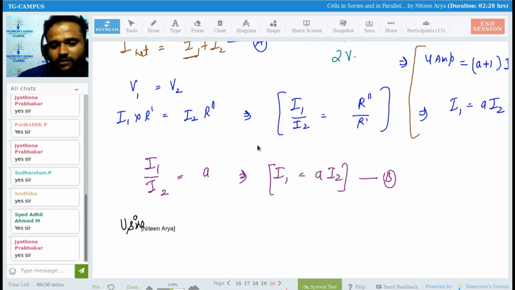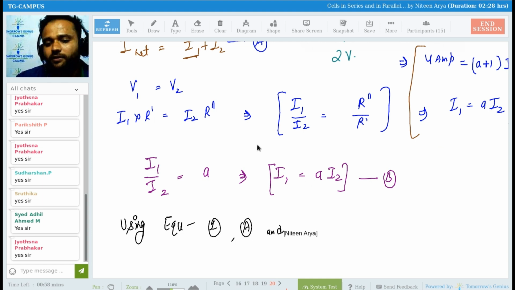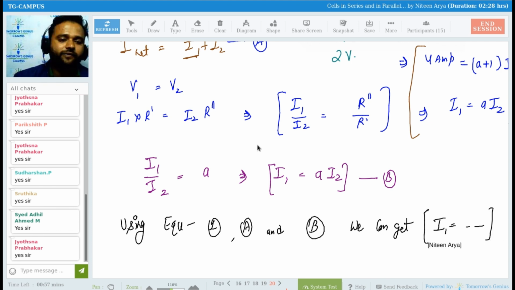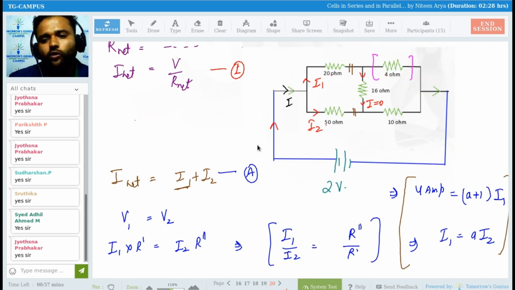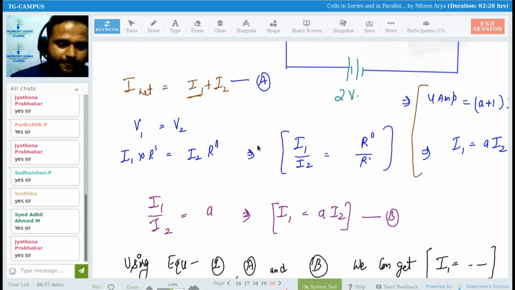I'm not going to explain much after this. Using equations 1, A and B, we can get I1. Clear, everyone? Is this clear, beta, everyone? Everything I provide you, you just need to do the mathematics, nothing more than that. And if in any case you find a question like this, obviously you need to do it in this way.